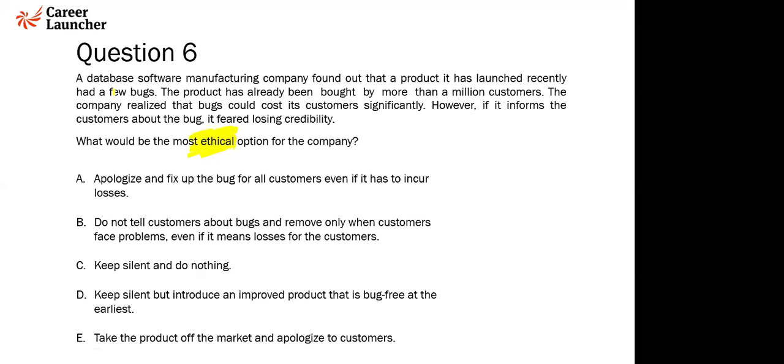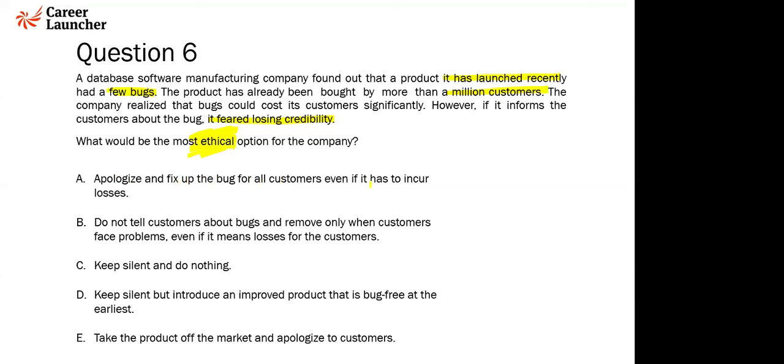A database software manufacturing company found out that the product it had launched recently had a few bugs. The product has already been bought by more than 1 million customers. The company realized that the bugs would cost its customers significantly. However, if it informs the customers about the bug, it feared losing credibility. Most ethical option.